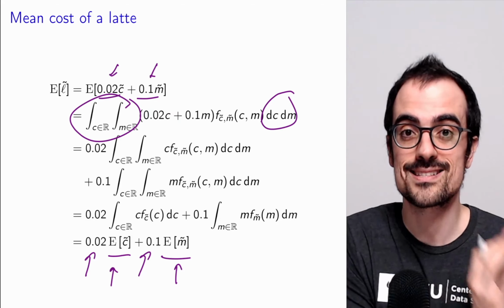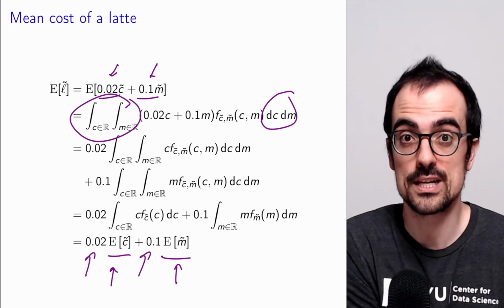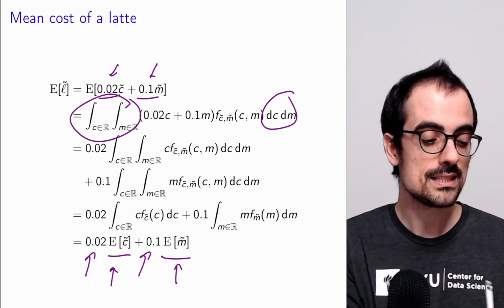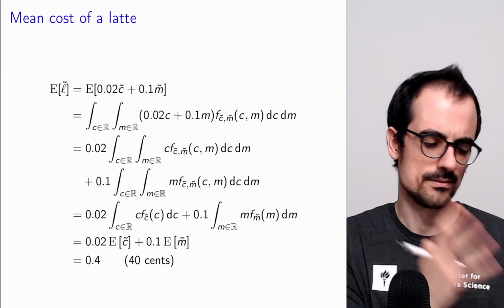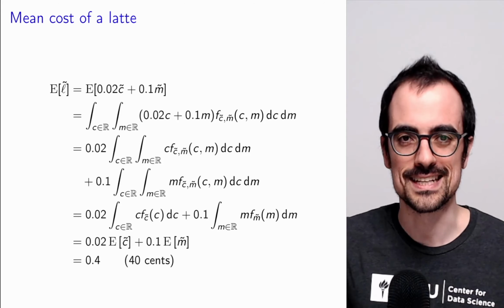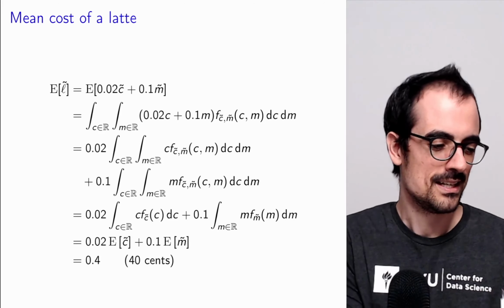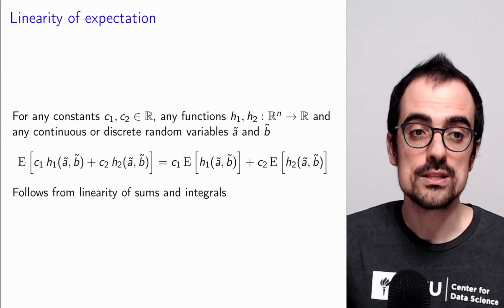Of course, if we had discrete random variables instead of continuous random variables, the sum would also be linear. This would also work out. So we see that. And by the way, in our example, the mean cost of the latte happens to be 40 cents. And then if you're in Manhattan, the latte would cost $7. So we have linearity of expectation.